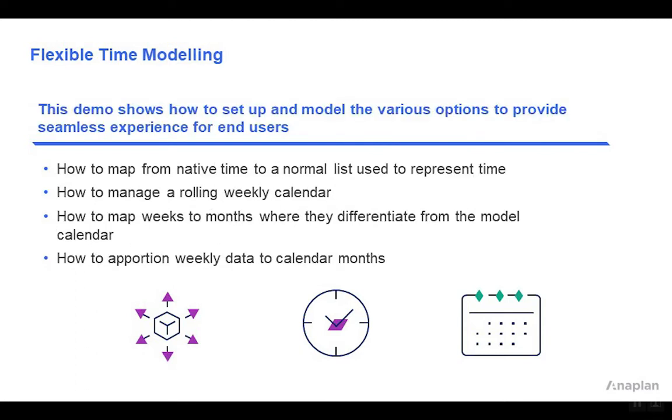So this demo is going to go through the way of setting that up and also showing you how you can map from the native timescales to a list that we use to represent our more flexible time, how to manage the rolling weekly calendars that we talked about, and how to keep that up to date every year when you want to change from one year to the next, but keeping the rolling weeks going. Also, how you can map from weeks to months where they're different. So fiscal calendars and the way 445 calendars or 544 calendars might fit. You might want to map your data into absolute calendar months rather than the way the native timescale would roll it up. And following on from that, you might want to be really specific about how the actual days get apportioned into weeks, into months. So we'll cover that as well.